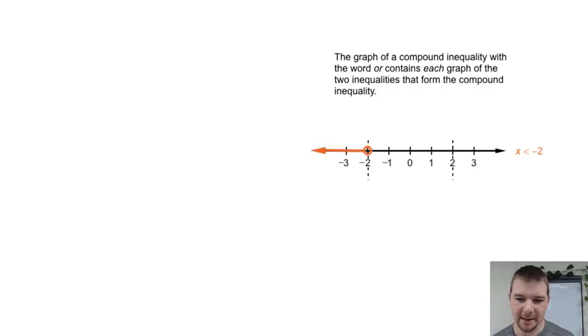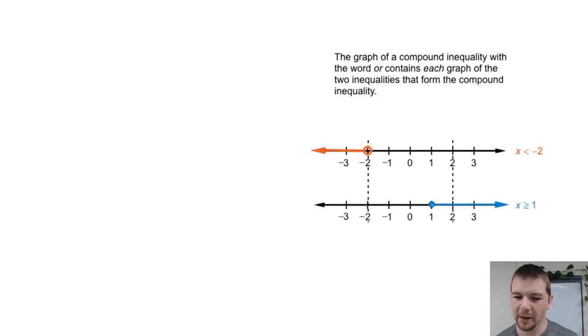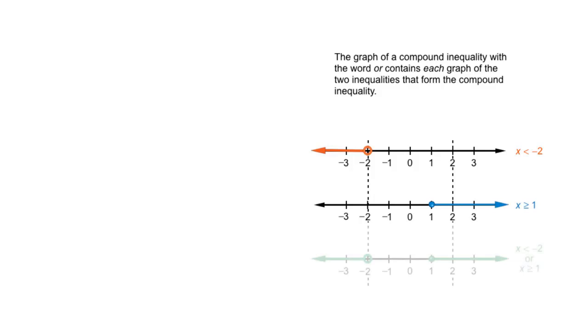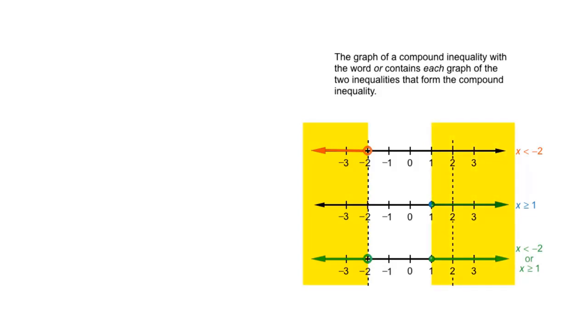The graph of a compound inequality with the word or contains each graph of the two inequalities that form the compound inequality. For example, in the diagram, the graph of x is less than -2, the graph of x is greater than or equal to 1, and the graph of x is less than -2 or x is greater than or equal to 1.